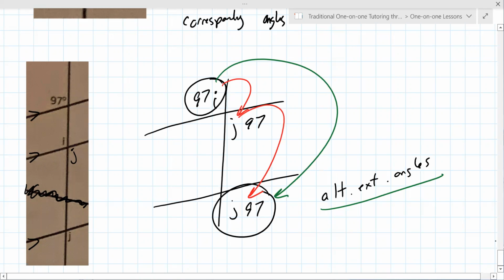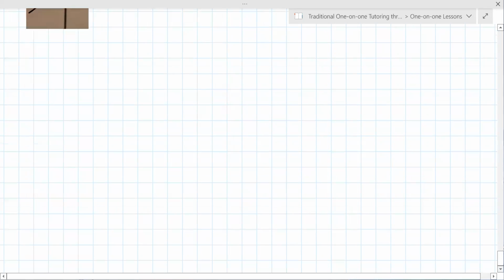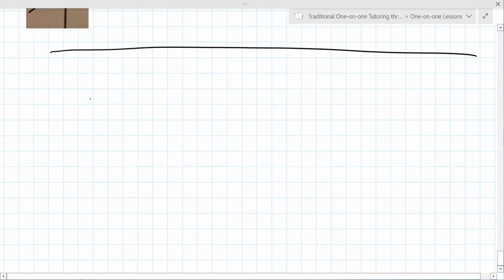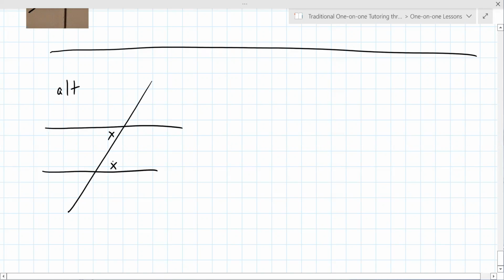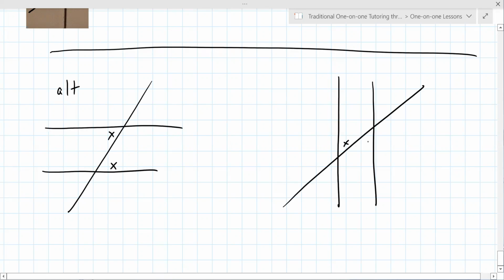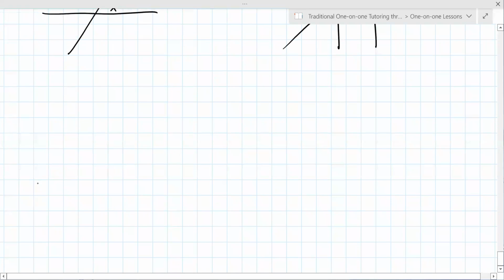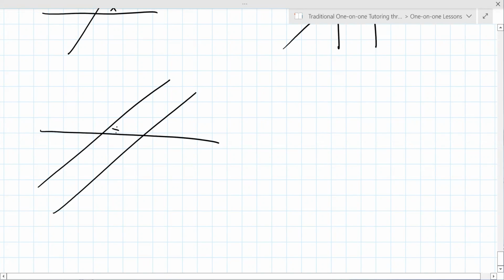Let me show you a couple of those. So let's go alternate interior. This is kind of the standard way, but I could also do this. So then, oh yeah, that's the same way. It's just sideways. Right. But would you notice that those are alternate interior? Yeah.